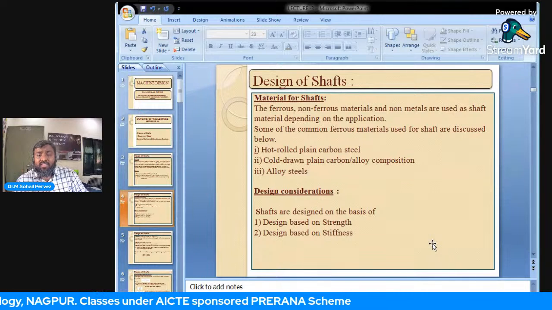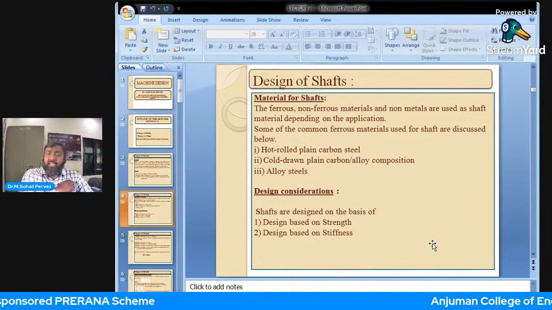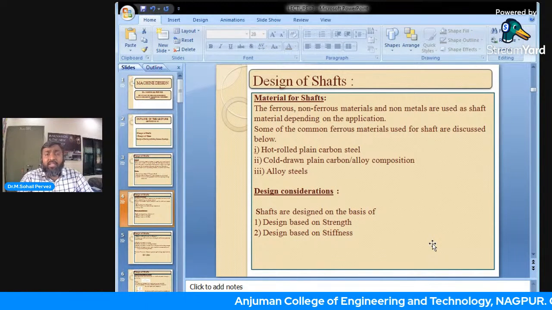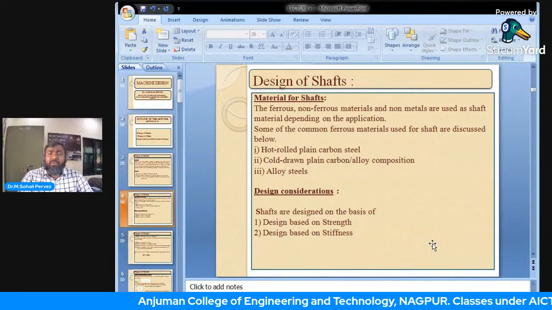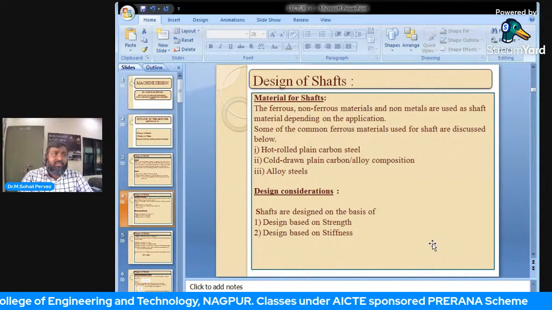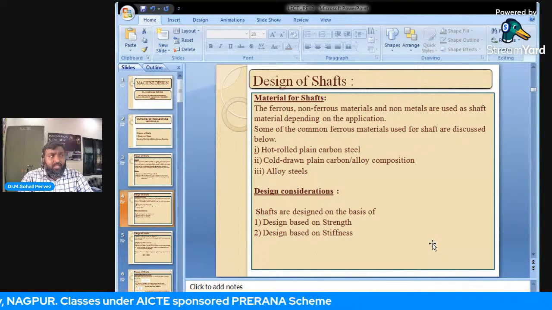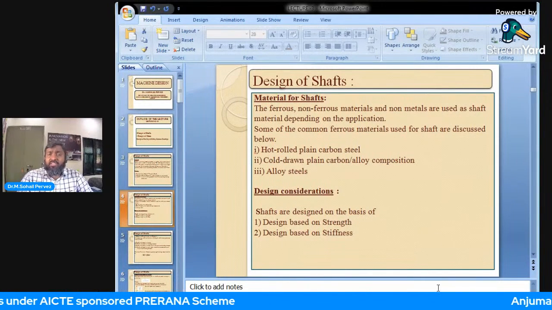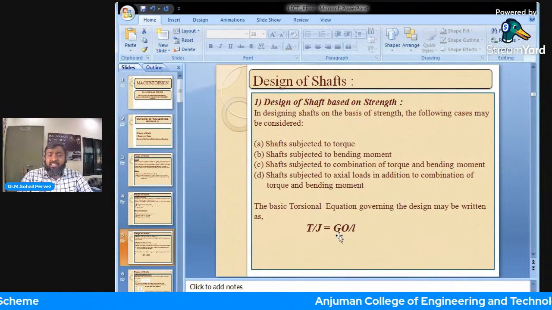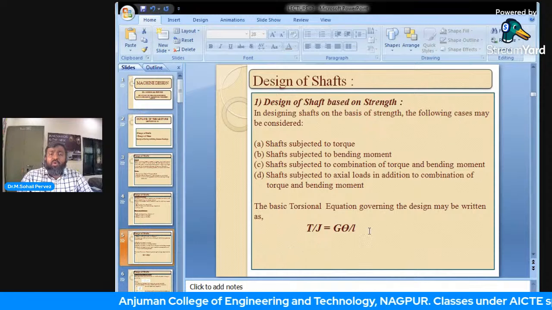Now, design considerations. How are shafts designed? Basically, the design of a shaft is governed by the torsional equation, that is T/J = τ/R = Gθ/L. This is known as the simple torsional equation. Now, what does this torsion equation tell us about? See, this is the equation T/J = Gθ/L = τ/R.